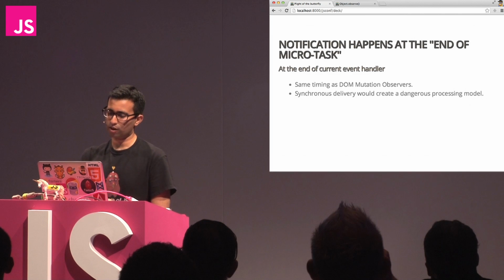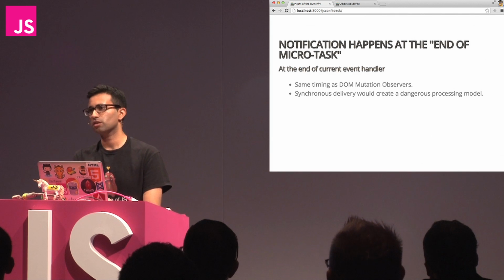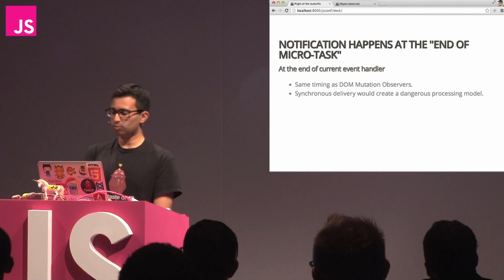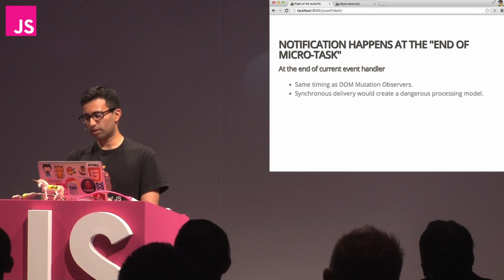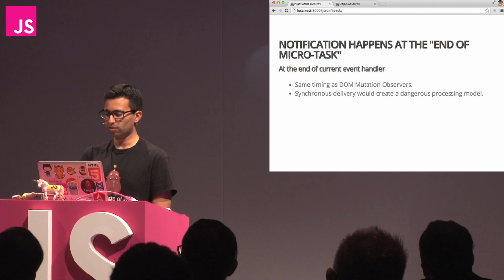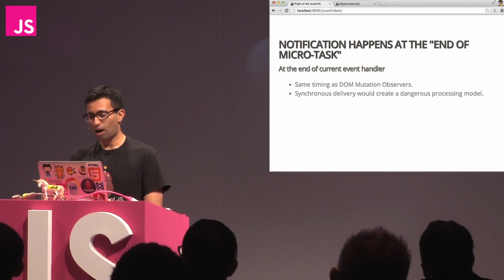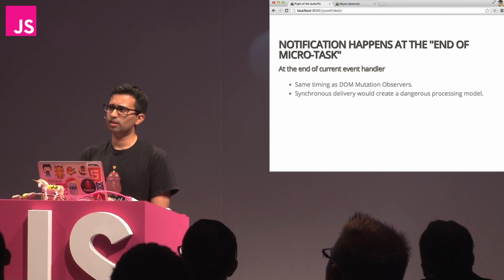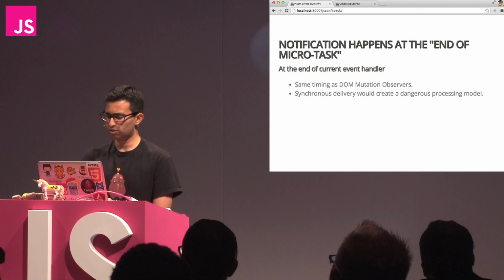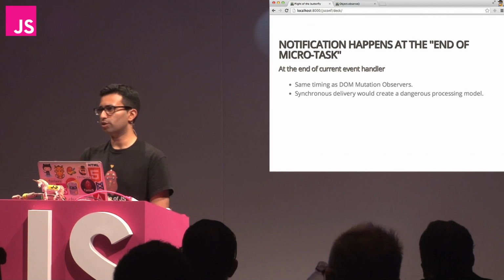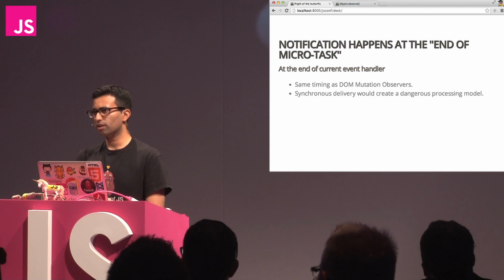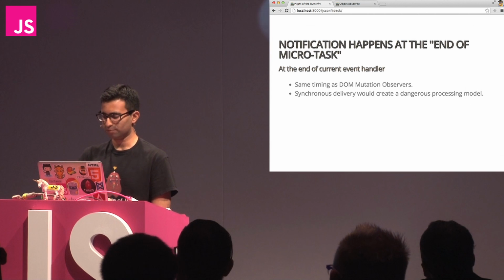Now, the next thing we want to talk about is notifications. Notifications are a little bit similar to mutation observers. They happen at the end of your microtask. And in the browser context, this is pretty much always going to be at the end of the current event handler. And the timing is nice because generally you have one unit of work that's finished, and then your observers can go and do whatever they need to get done. It's a very nice turn-based processing model.